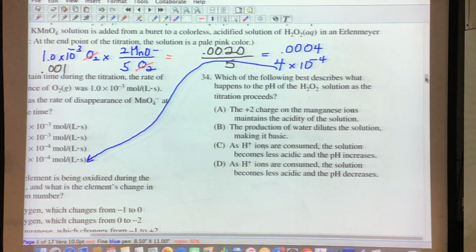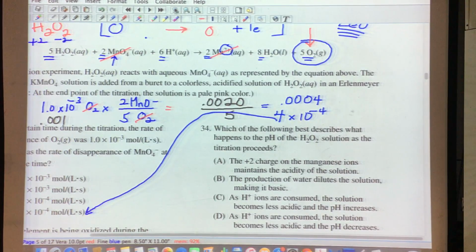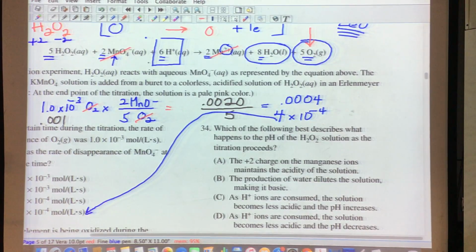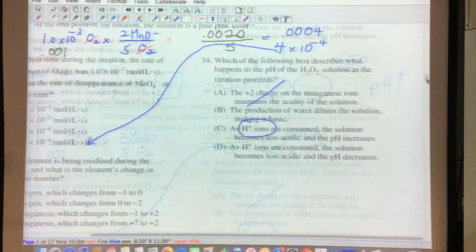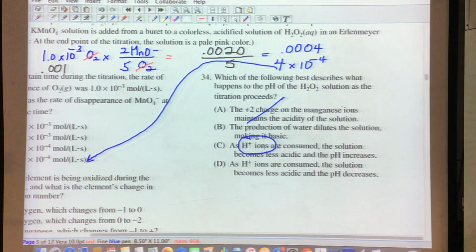Well, as the reaction proceeds, I notice that, yes, I'm producing some water, but more importantly, aren't I losing my protons? Aren't protons being consumed? Yeah, so therefore, if I'm losing protons, the pH is going to do what? It's going to rise, right? So the production of the water, nah. The H plus ions are consumed, right? We're losing our protons. So therefore, the pH has to rise. That's your best answer. Okay, so the solution becomes less acidic. 34 is C.